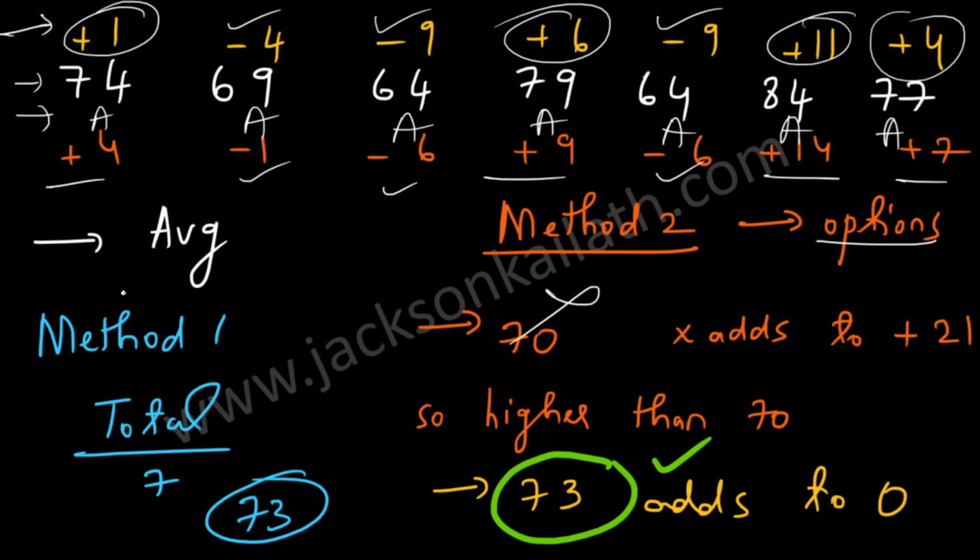All right. So we have seen 2 methods to solve this. The first method is just you add these 7 numbers and divide by 7. Or the second method is you use the options and see the difference of the option from the given numbers. And if you find all the 7 differences, if you're picking the correct option, the differences have to add up to 0.